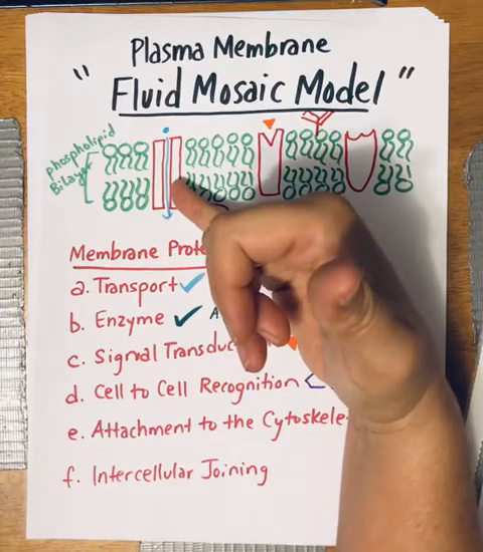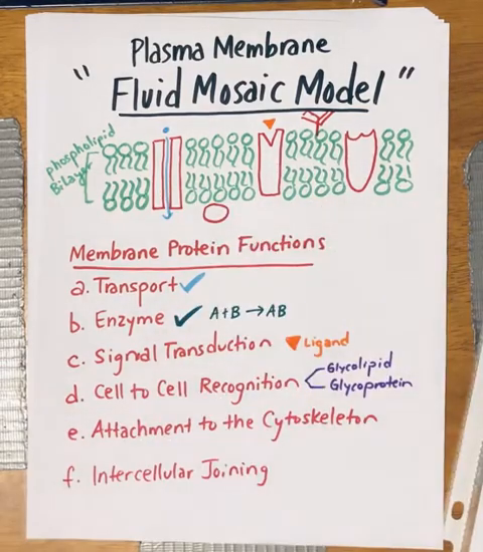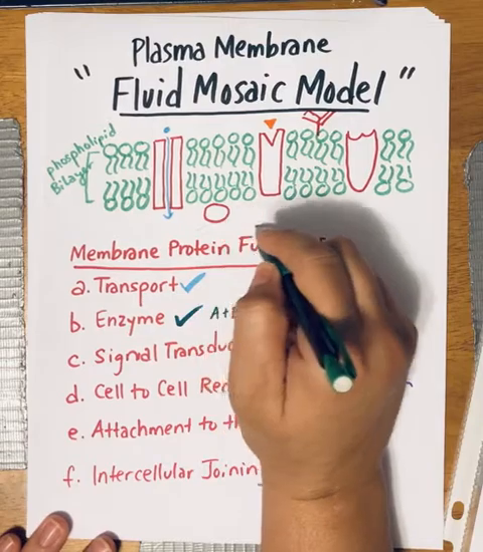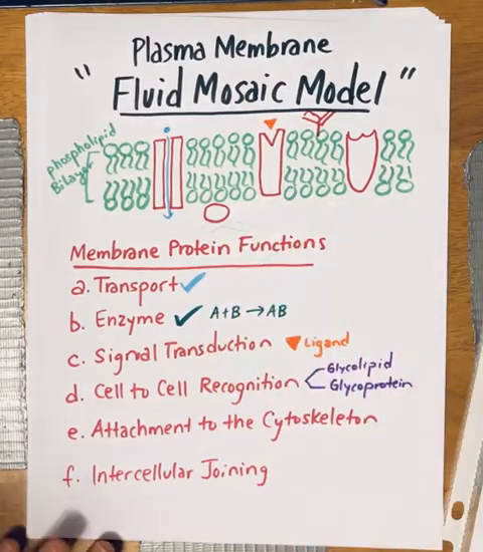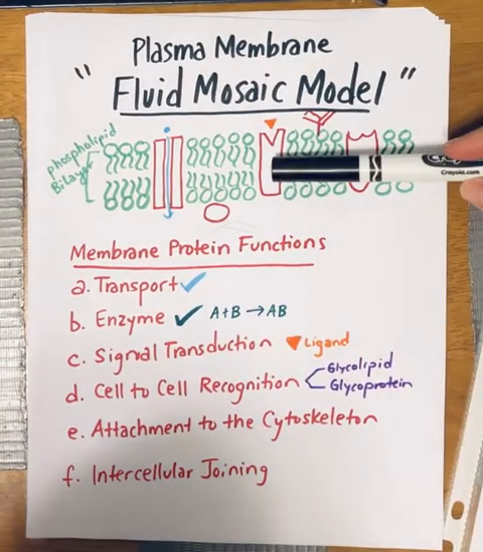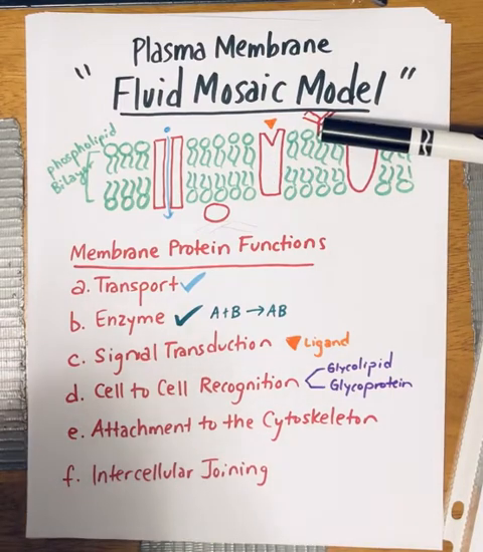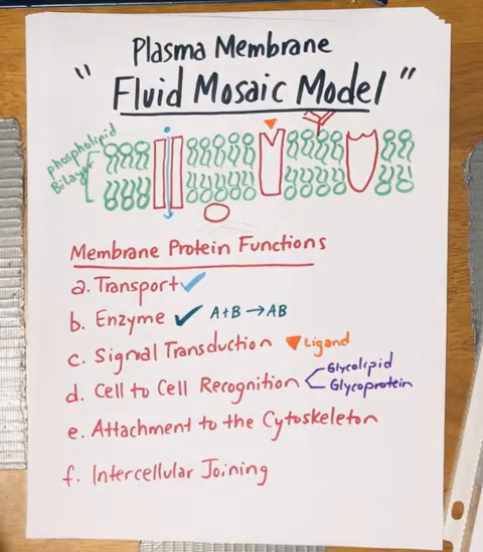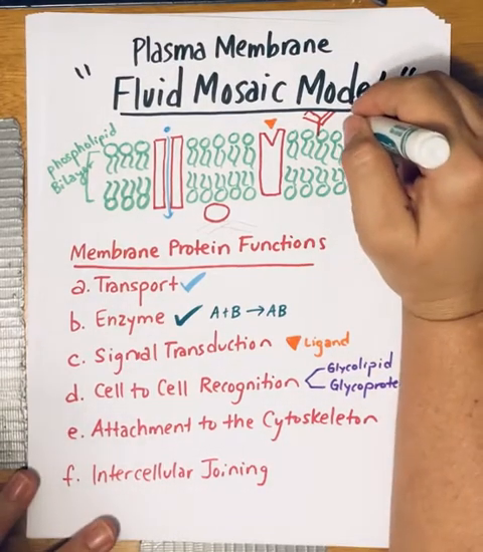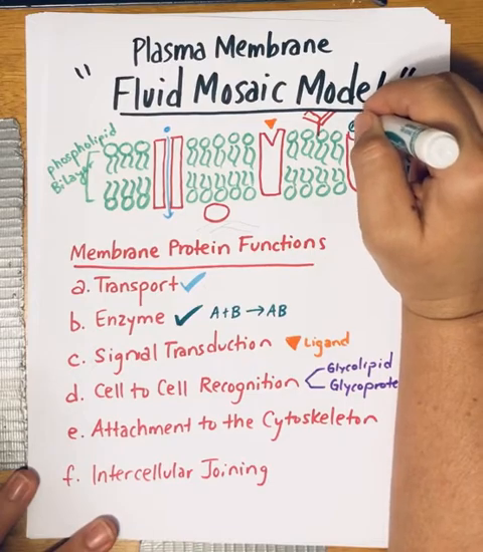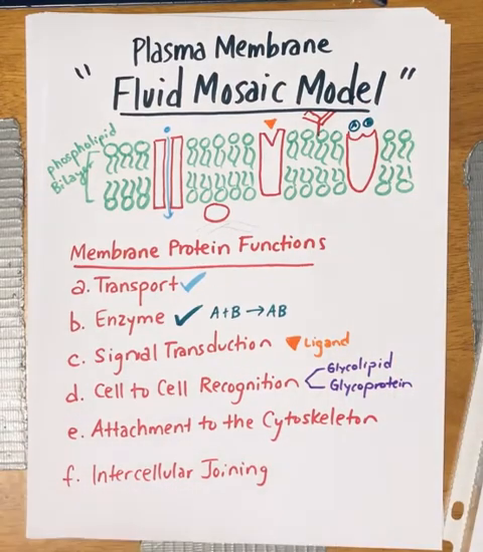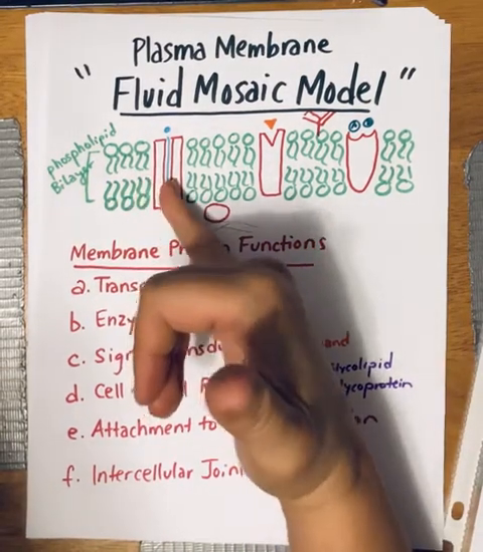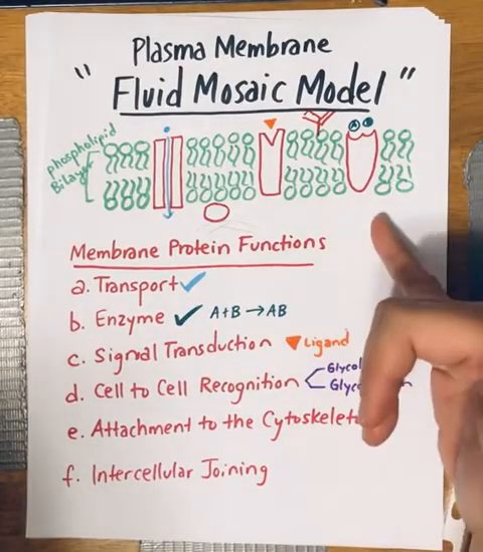We've got transport. This one right here, we could basically draw the cytoskeleton to help maintain its shape. This one would be signal transduction. This one would be cell-to-cell recognition. This one right here is an enzyme. It's going to take A and B and join them up, so that would be an enzyme. But basically when you say fluid mosaic model, it's made of phospholipids, integral and peripheral proteins.